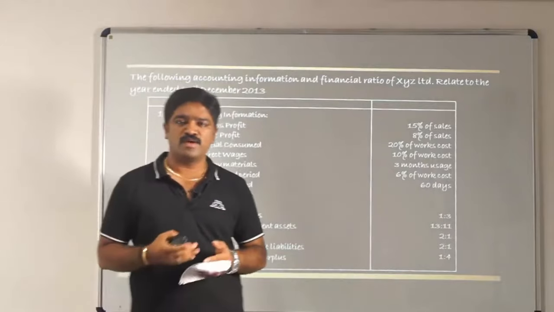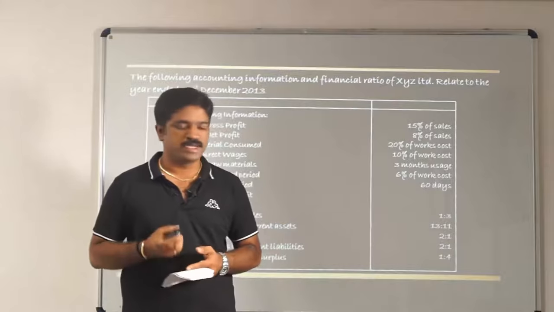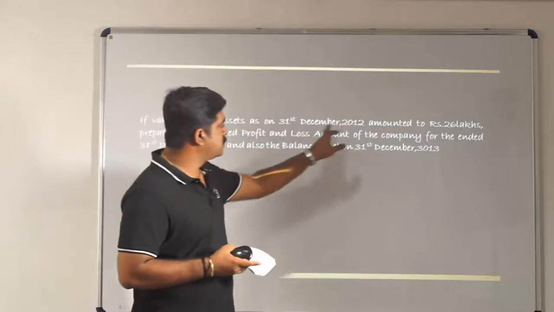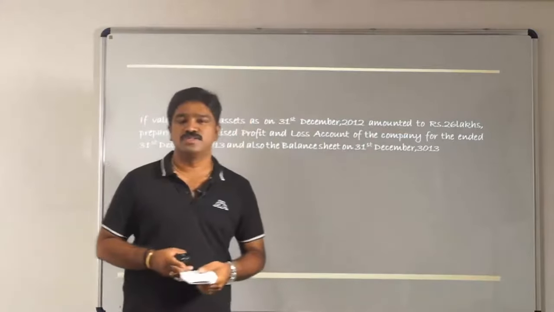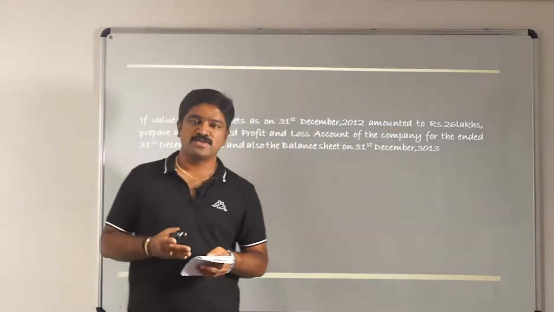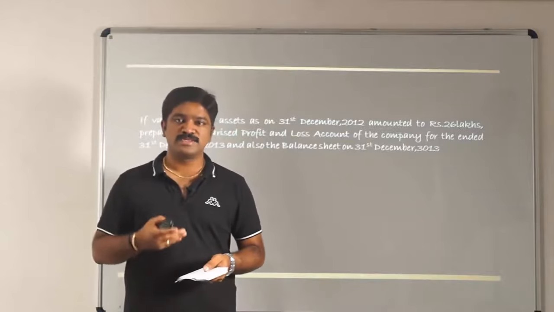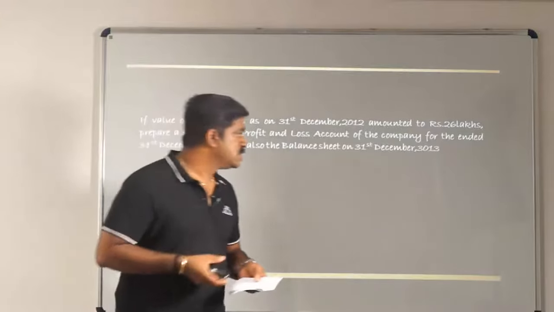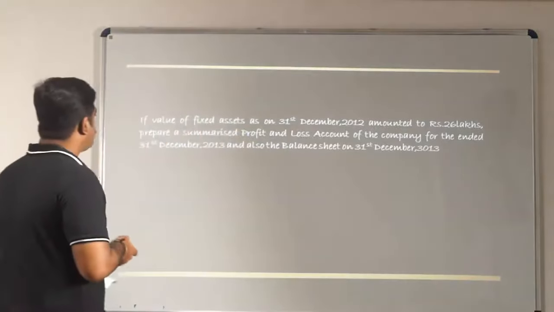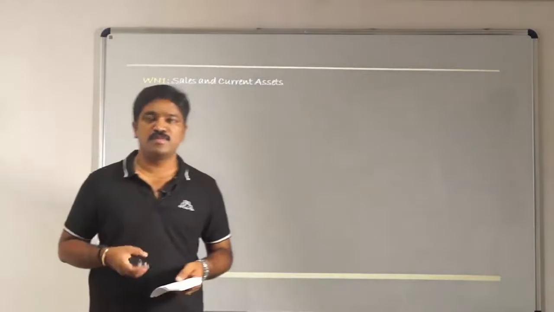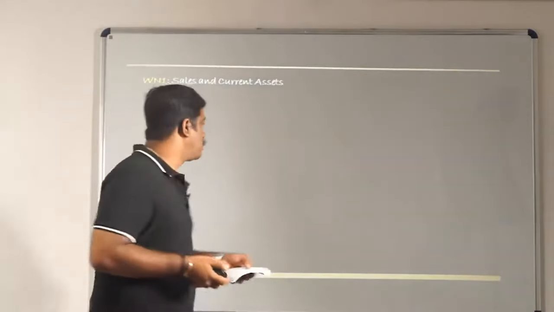The very foremost assumption in this problem is that the fixed asset given for the period ended December 2012, which is 2,600,000, remains the same in December 2013 also, assuming it is a non-depreciable asset. Let's have a working note 1 where we'll find out the sales and current assets, and for that we'll make use of those two ratios. Let me reproduce them.